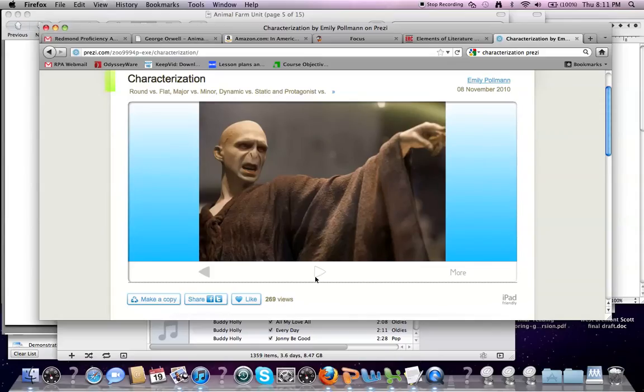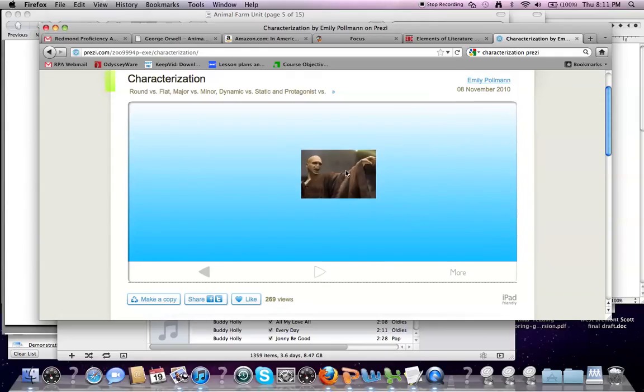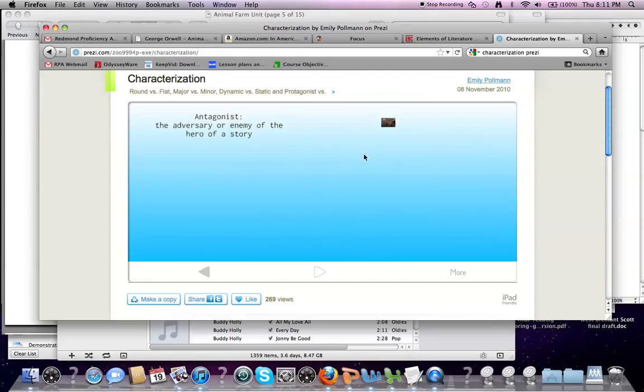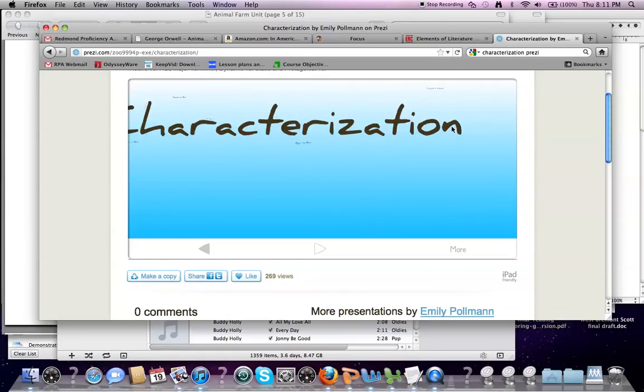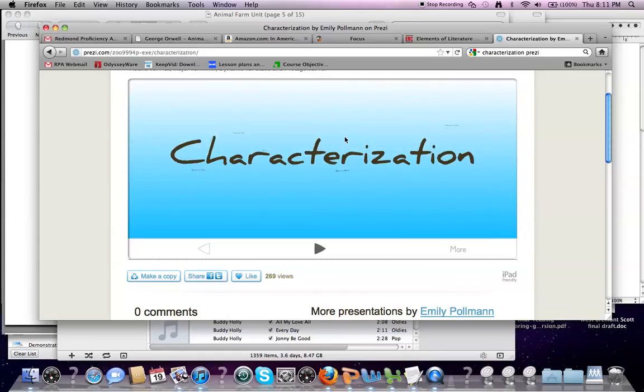Okay, so that kind of summarizes the characterization element of today. What I want you to do right now is get out your journal and think of a complex character. Because when we're talking about complex characters, it's usually a character who is maybe dynamic, but that complex character mostly is very round. There's a lot to that character.